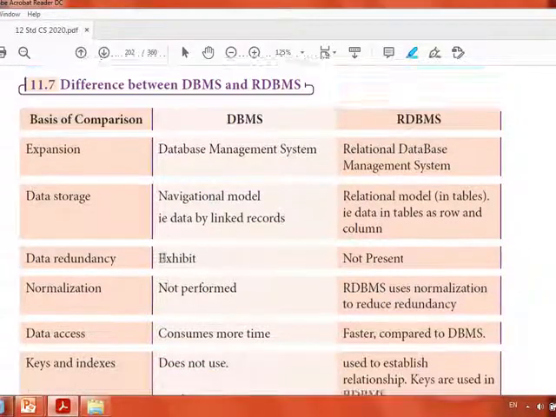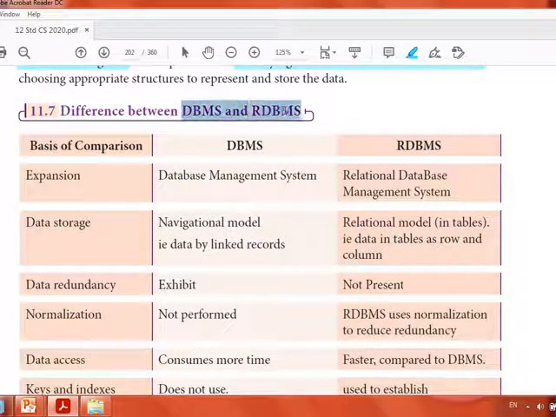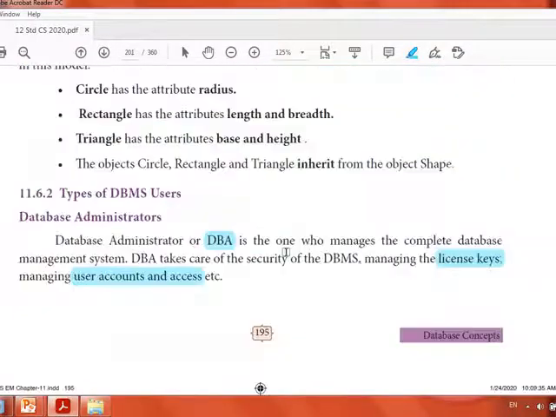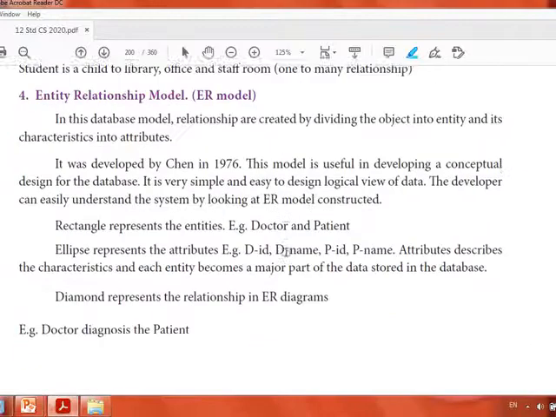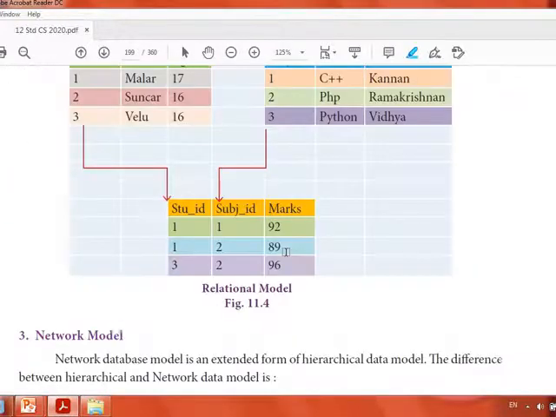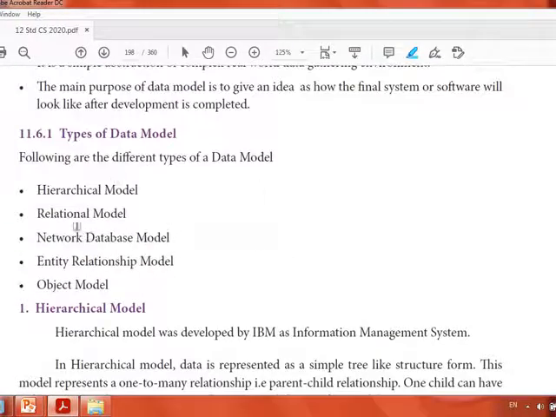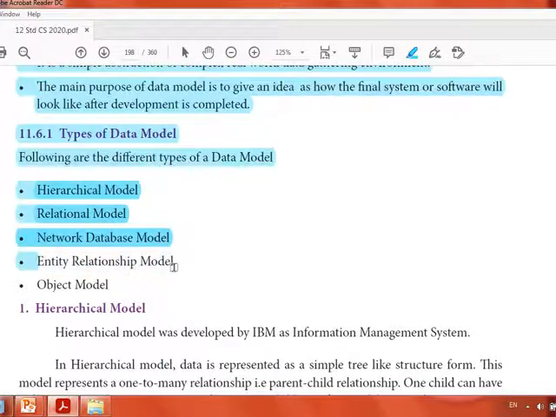Next, what is the difference between DBMS and RDBMS? So DBMS is database management system. Then what is RDBMS? Do you remember our data model? What are the types of data model? There are 5 types of data model. Hierarchical, relational, network database, ER model. Next one is object model. So 5 types of data model are there.